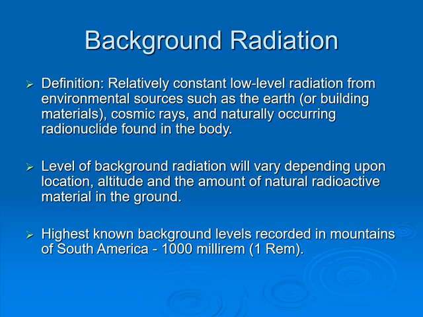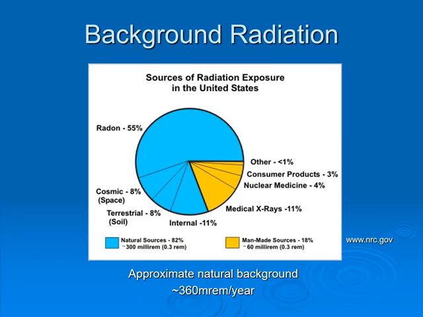Background radiation is the relatively constant low-level radiation from environmental sources such as the earth, building materials, cosmic rays, as well as naturally occurring radionuclides found in the body. The level of background radiation will vary depending upon altitude, location, and the amount of natural radioactive material in the ground. The highest known background levels recorded are in the mountains of South America at approximately 1000 millirem, or 1 rem. As you can see, most of the natural background radiation comes from radon, a heavy radioactive gas.